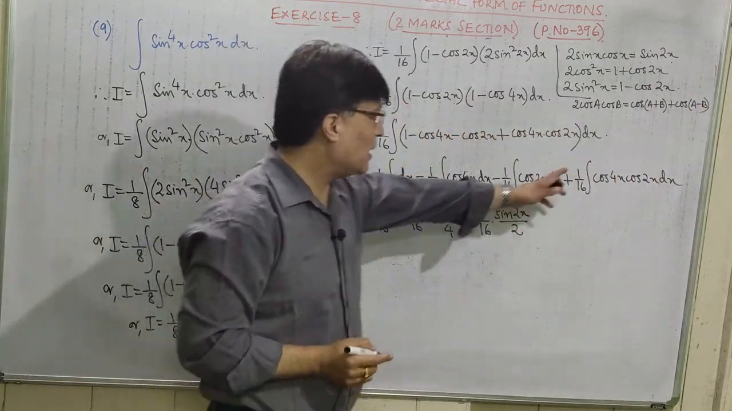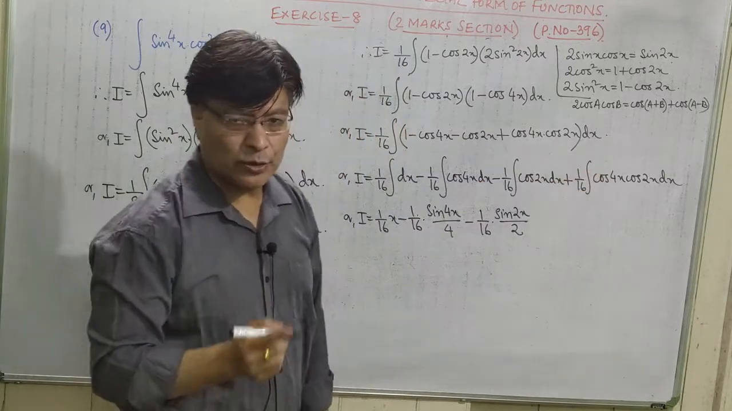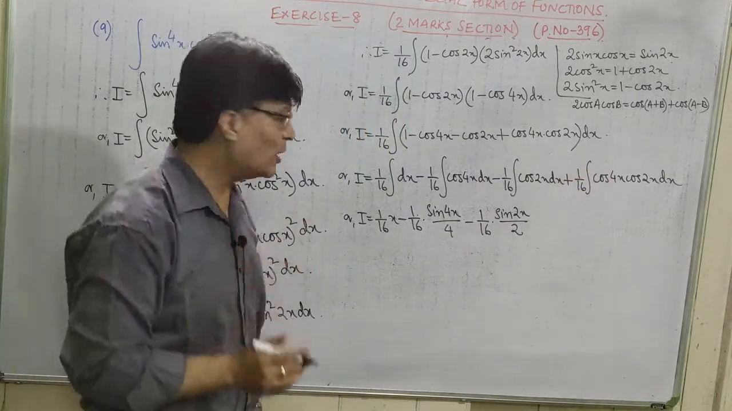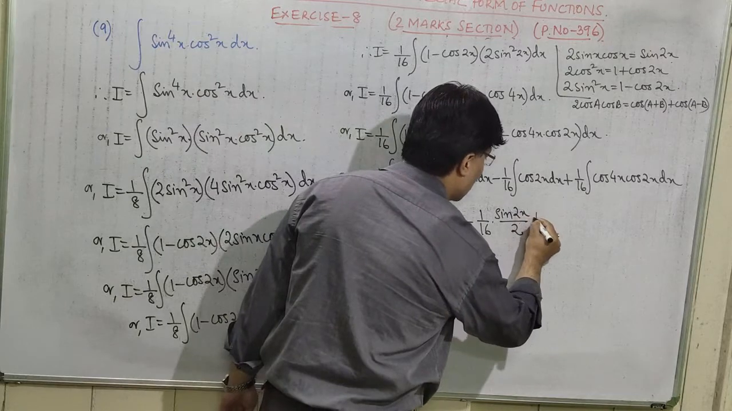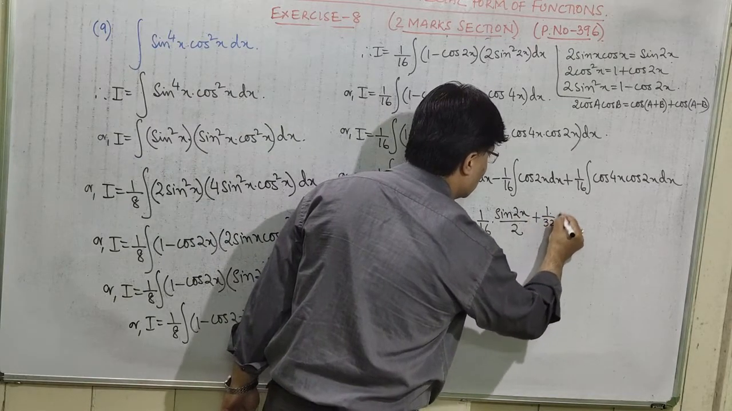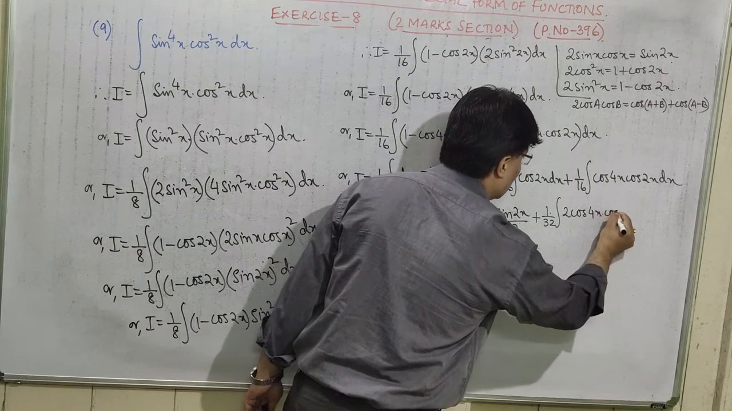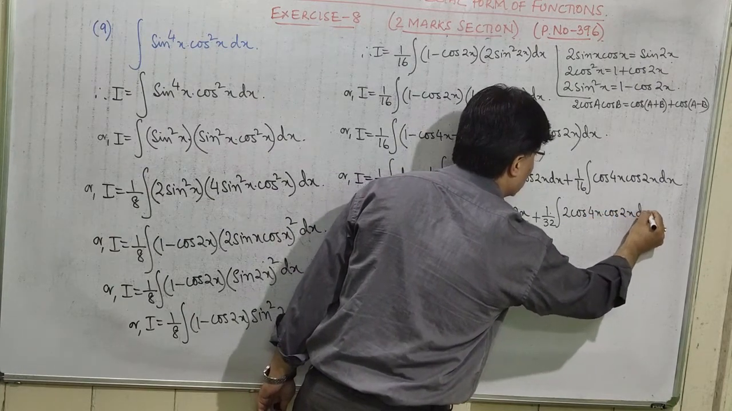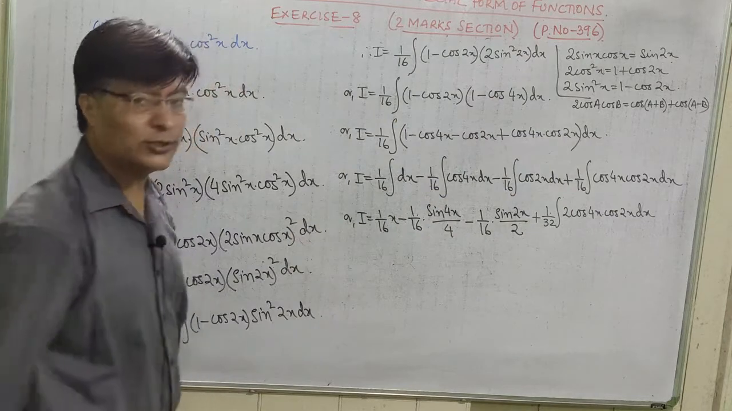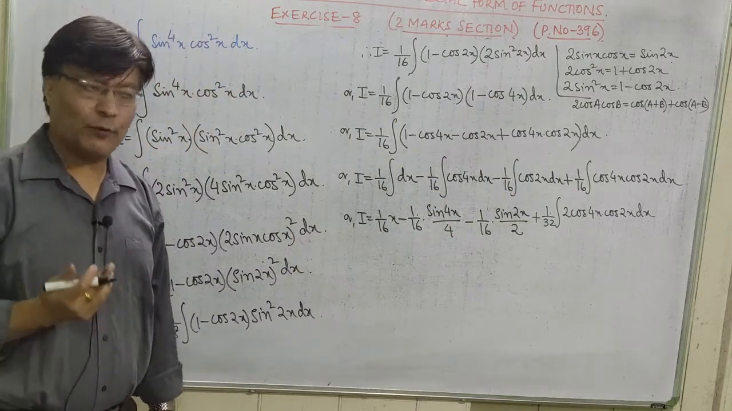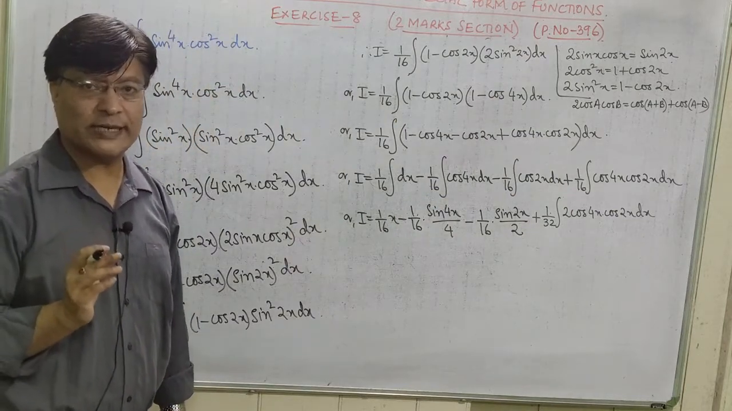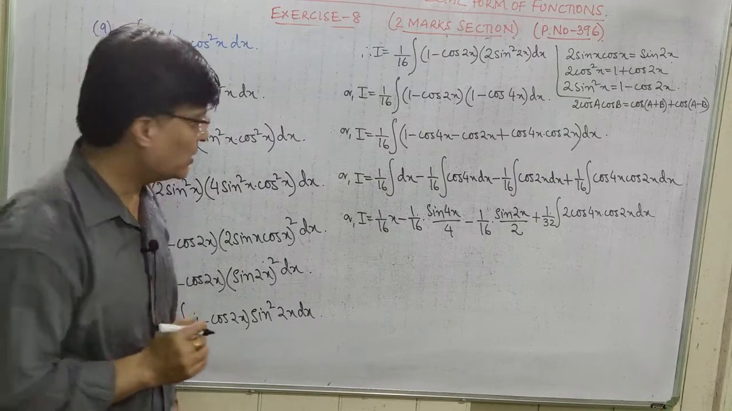Right? So here A is 4x and B is 2x. Here 2 is missing there, so you should multiply and divide by 2. So plus it is 1 by 32 integration of 2 cos 4x into cos 2x dx. So in this case you have to use the formula from transformation of products and sums in trigonometry, right?